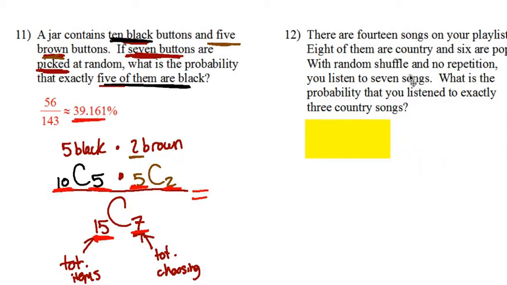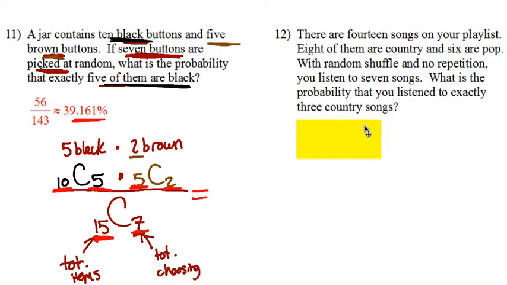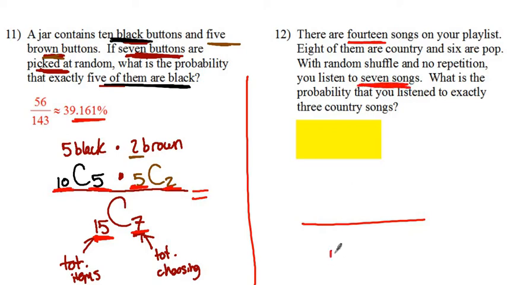Alright, the next problem is talking about songs on your playlist. So same idea, same setup. How many total songs? We have 14 total songs, and we are choosing to listen to 7 of them. So 14 choose 7, that's what could happen. Okay, and then what we want is we want 3 country songs. And remember, we're listening to 7 songs total, so that means if 3 of them are country, the other 4 have to be pop songs.